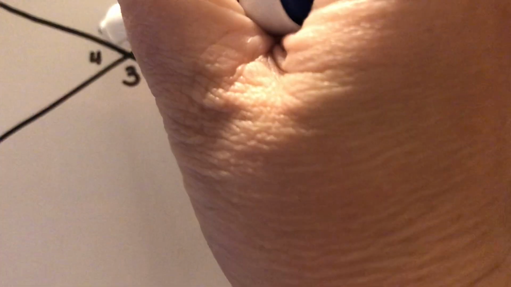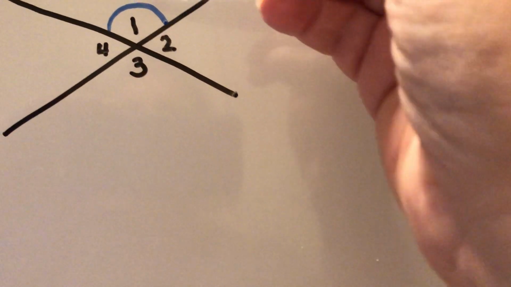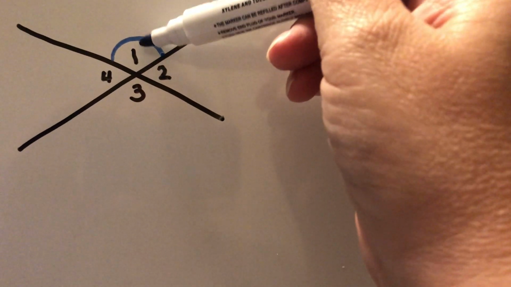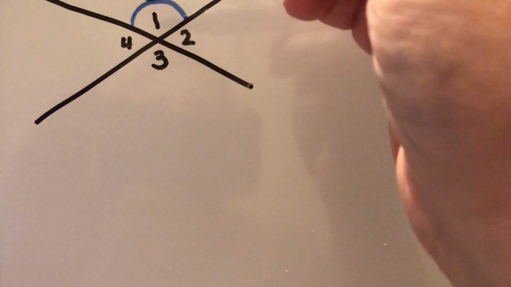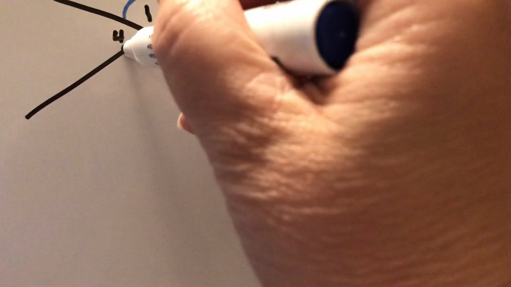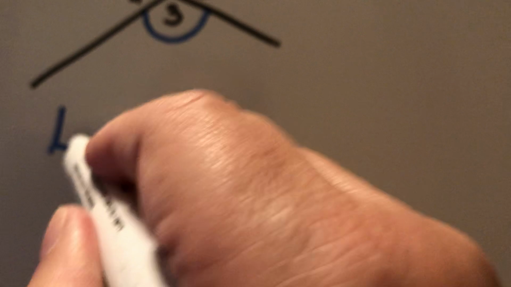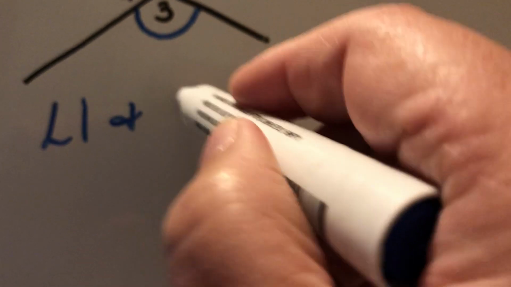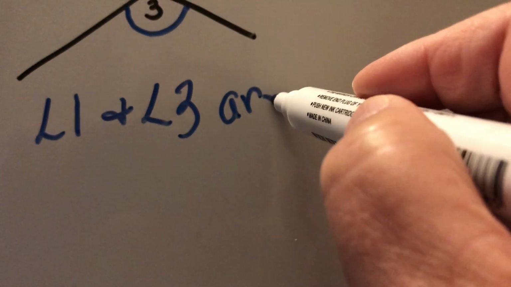Anyway, here is angle 1. And if I look for the angle that is, I shouldn't say adjacent, non-adjacent, that is opposite it, that would give me angle 3. So I would say angle 1 and angle 3 are vertical.